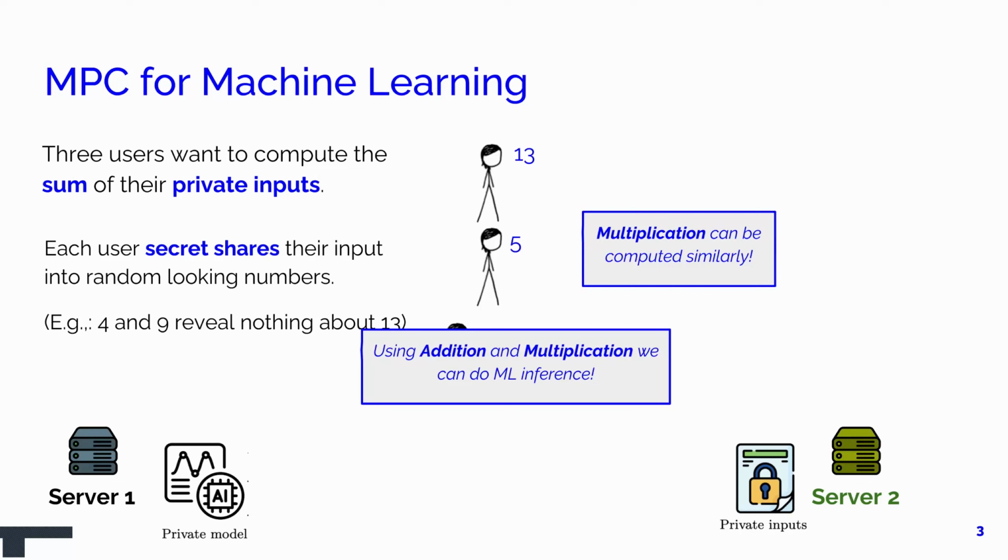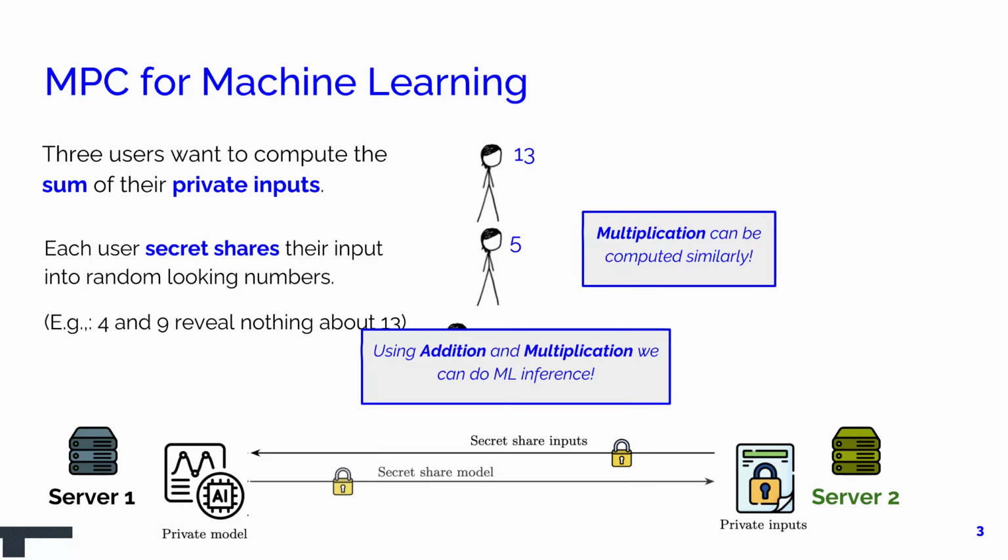Neither of the servers wants to compromise the privacy of their data. So what we can do is secret share the inputs in a similar way to how our clients secret shared their private inputs before. Then the other server can secret share the model, and then they can work together to run privacy-preserving inference on the private data of server 2 using the private model of server 1. Well, not quite. It's not as simple, and I want to walk you through some of the steps to make this possible.